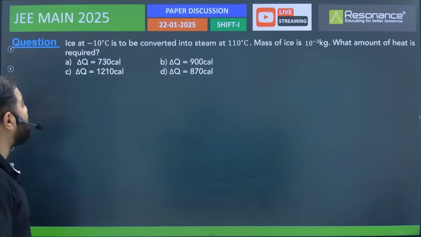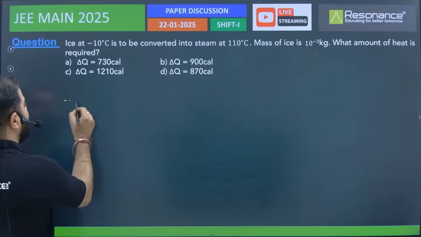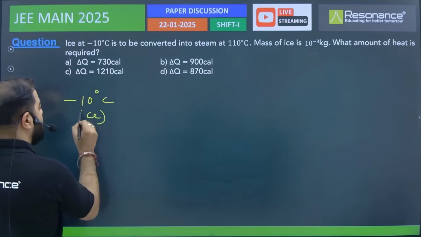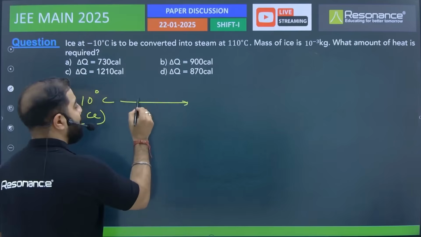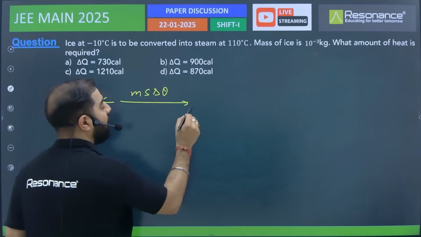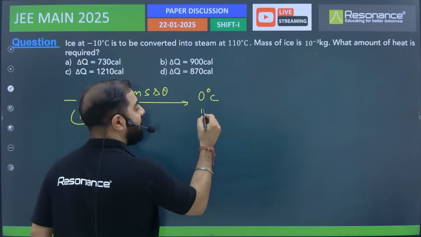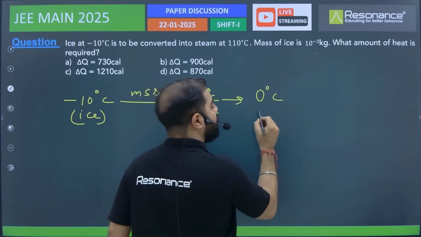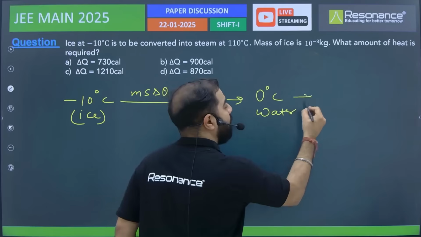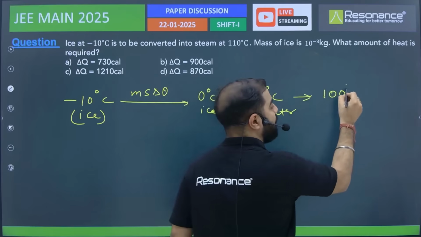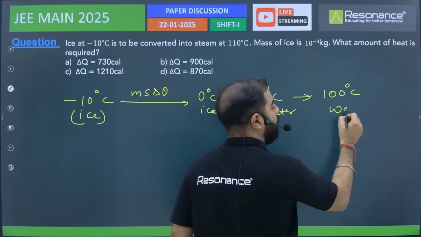Okay, so I said minus 10 degrees Celsius. This is a calorimetry based question. So minus 10 degrees Celsius ice. How will it go? First of all, ms del theta, change in temperature, so it will be 0 degrees Celsius ice now. Then state change, 0 degrees Celsius water. Again state change, from here to there, 100 degrees Celsius water.